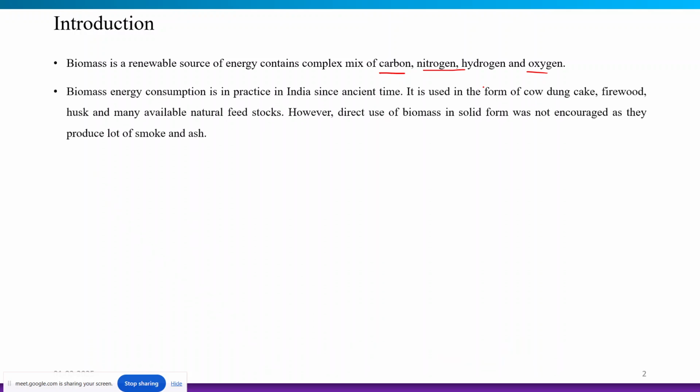So, biomass energy consumption in practice in India, since ancient times, it is used in the forms of cow dung cake, firewood, or husks. These kinds of things are natural biomass-based products we use for household purposes. And this kind of direct use of the biomass in solid form was not actually encouraged over the period because it produces a lot of smoke and ash.